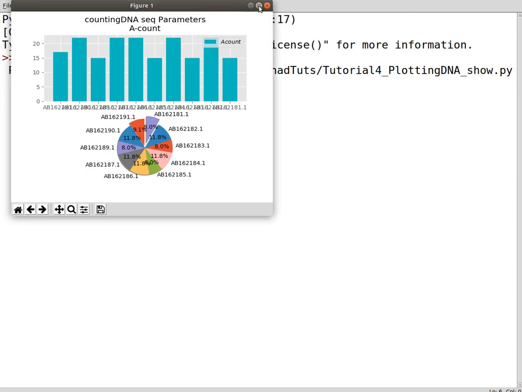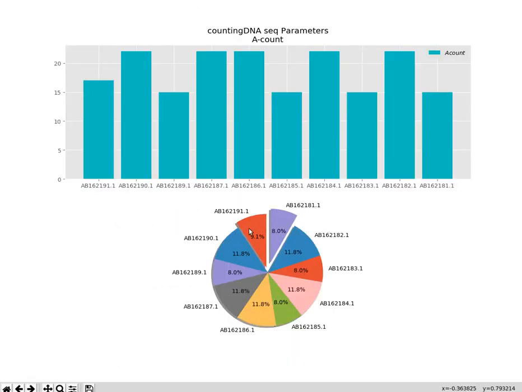Alright, so we got our plot. This is the pie chart, and we got the percentage values here. So that's how you create charts and write code to get percentage values for the charts. And I hope you enjoyed this lecture. Thank you.